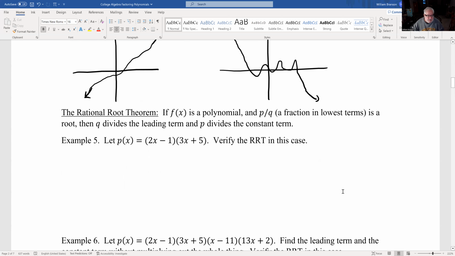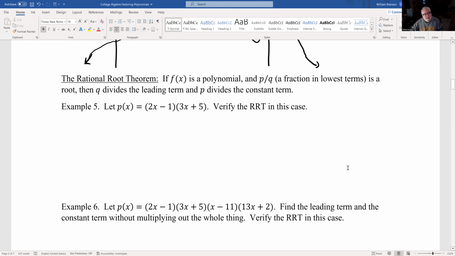So the rational root theorem is another theorem that helps us figure out where roots might be. It's saying that if we have a polynomial and a fraction is a root, then the denominator has to divide the leading term and the numerator has to divide the constant term. This doesn't tell you anything about roots that are not rational. It just tells you if there is a rational root, then this has to be true.